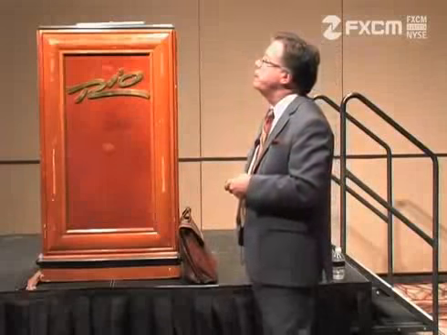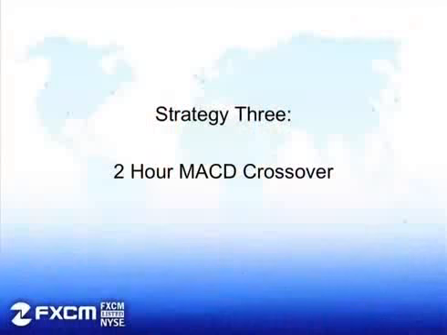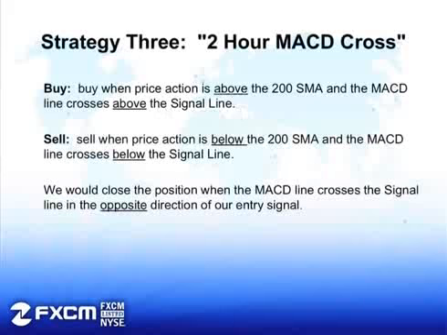Okay, strategy 3, 2-hour MACD crossover. This one's a little more involved, we'll have to think about it a little bit more, but still very straightforward and very understandable once you do it a couple times. Strategy 3. You buy when price action is above the 200 period moving average. This is on a 2-hour chart, obviously. Price action is above the 200 period simple moving average and the MACD line crosses above the signal line.